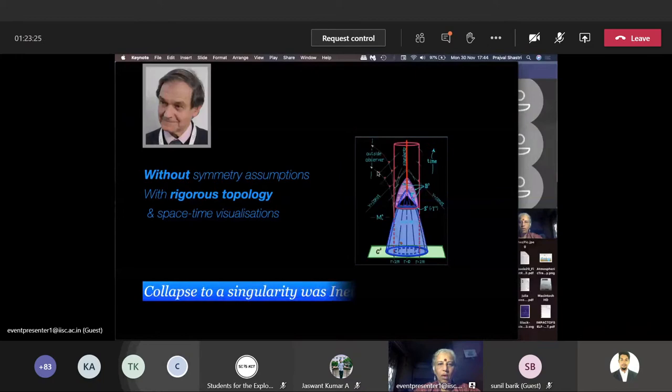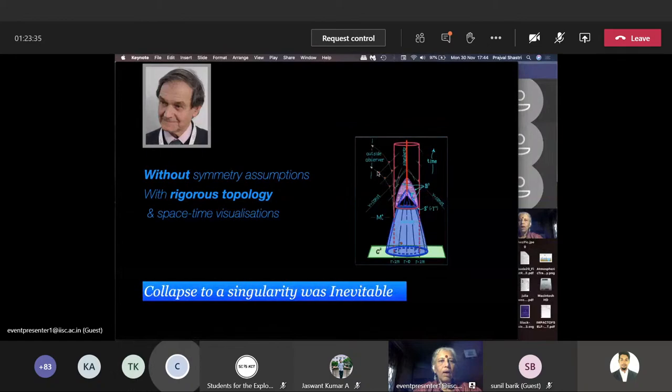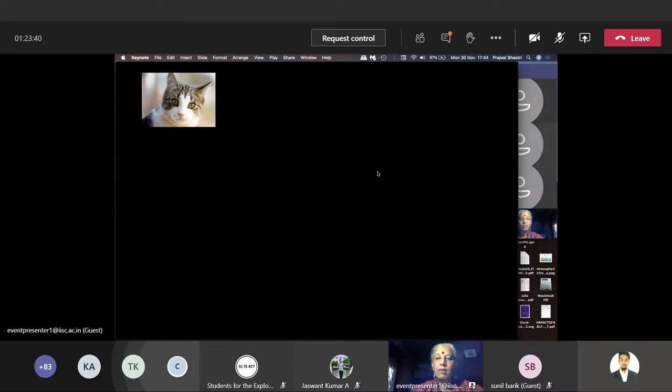So the collapse of a singularity is inevitable, is what Roger Penrose showed. Now, I want to make another digression before I move on about false color images, because I will be showing a lot of false color images. So I just want to clarify what they are.